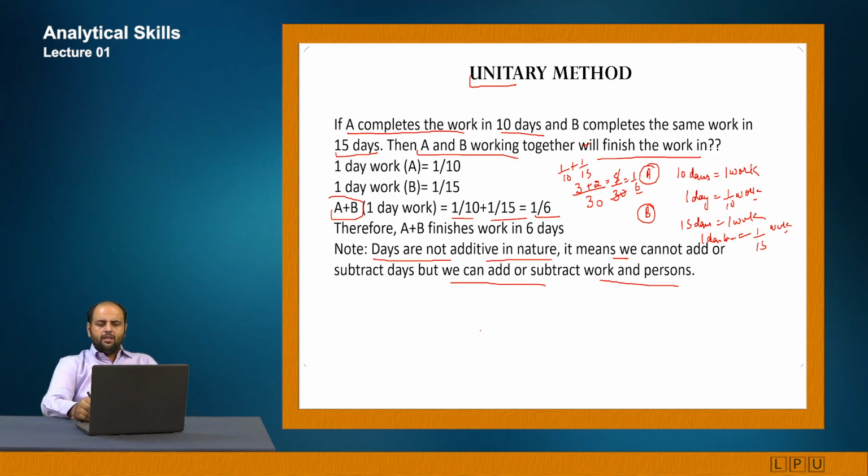Now, as we can see, 1 by 6 of the work is completed in 1 day. But how much work do we have to do? We have to do the 1 work. So 1 work is to be done in 1 divided by 1 by 6, which comes out to be 6 days. So, this is how we can solve the questions with the unitary method.